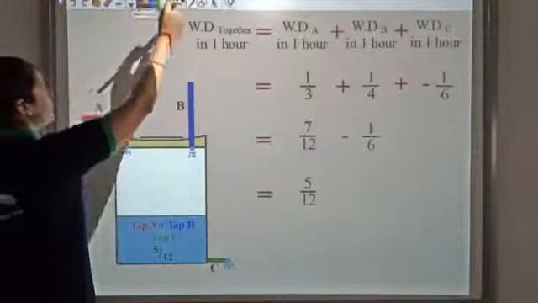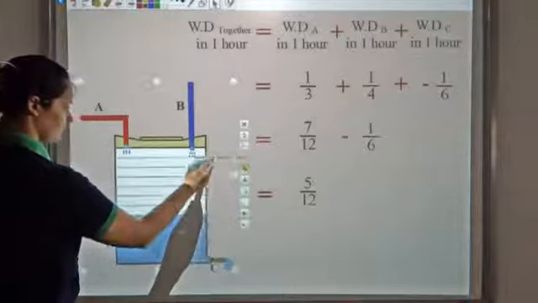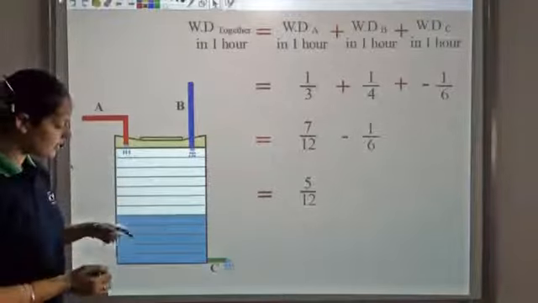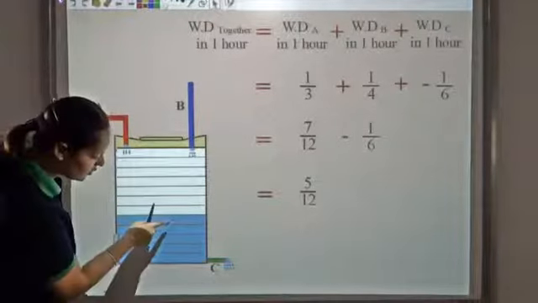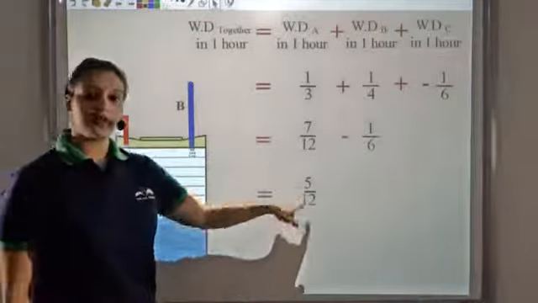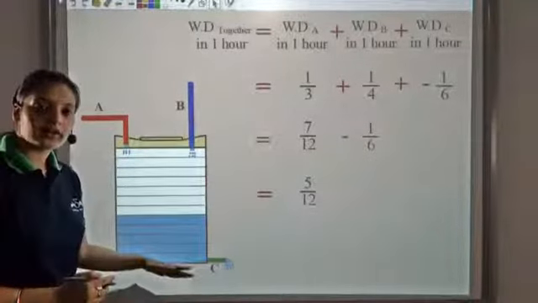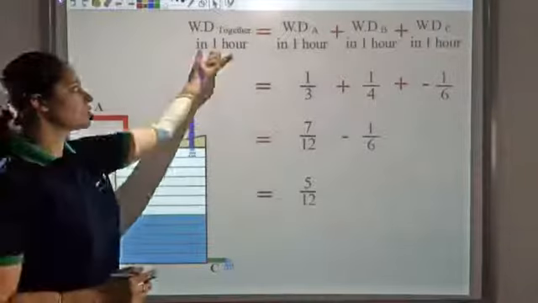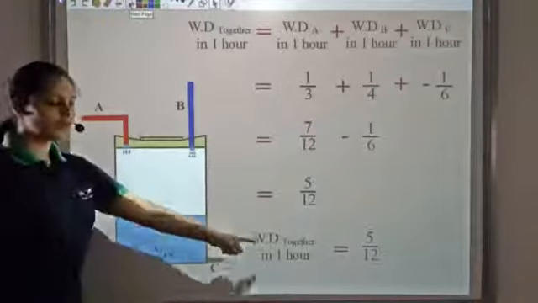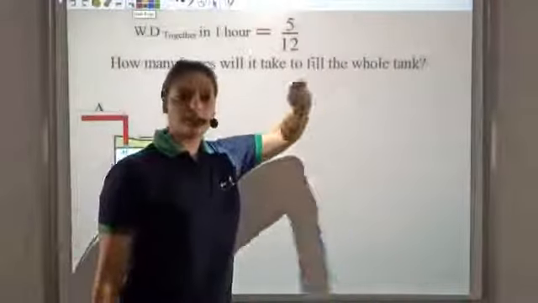Let's look at that now. So what I do is I divide this tank into 12 equal parts. This was the work that was done in 1 hour. So this is 1, 2, 3, 4, 5, which is 5 of these 12 equal parts, or 5 by 12. Now what I'm interested in is finding the number of hours it will take to fill this tank. This is only the work done in 1 hour. Let us find the work done together in 1 hour, which is 5 by 12. I want to find the number of hours it will take to fill this tank.